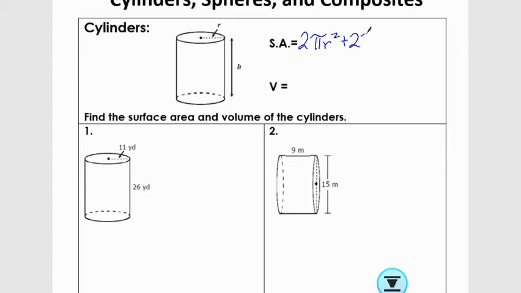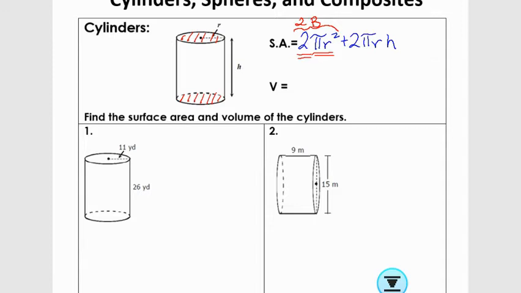plus 2 pi rh. So we have the formula and we can use it, but it's good to understand where that formula comes from. Pi r squared we know is the area of a circle, and there are two of them because those are our bases. If we look at our cylinder, the bases are circles. So that's really just 2 times the area of the base, like we were used to from prisms.